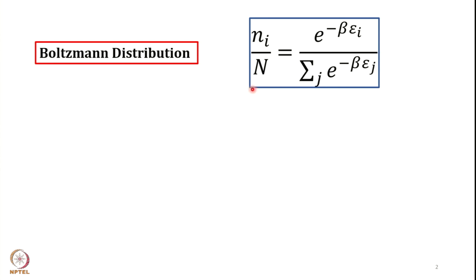The Boltzmann distribution, that is Ni upon N, where Ni is the number of molecules or particles in the ith energy state, N is the total number of molecules, equals exponential minus beta Ei, where Ei is the energy of the ith state, divided by the summation over j of exponential minus beta Ej. And you remember that that came from alpha.